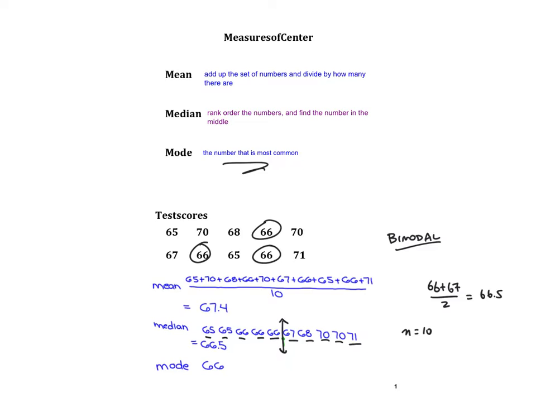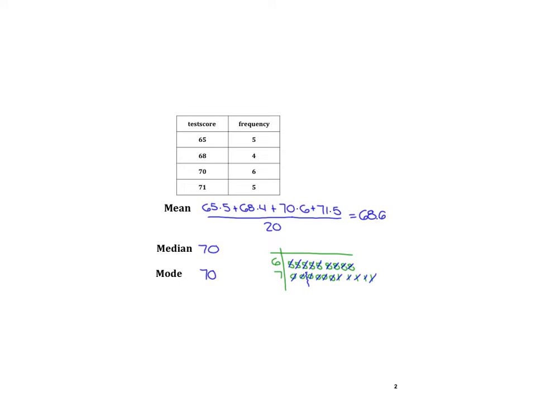Okay, let's continue with another example. Okay, so here's an example. We're given similar data now in a frequency table. What this frequency table tells us is that there are 5 students who scored a 65, 4 that scored a 68, 6 that scored a 70, and 5 that scored a 71. So we can see immediately that our mode is going to be that score which had the most outcomes. So our mode is 70.